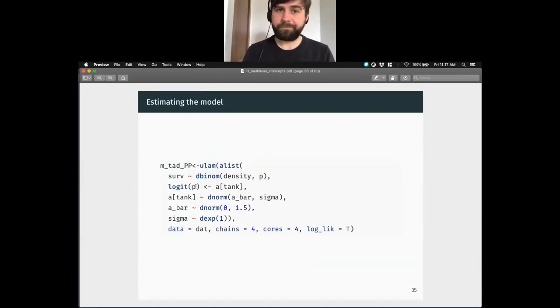Here's how we estimate it. And it doesn't look that different from what we've been doing, right? This is identical to the last specification: survival, binomial, density P, logit P is alpha tank. The difference here is we're going to sub in A bar and sigma. And we're going to put our prior for the distribution of intercepts. Where is the distribution of intercepts centered? Well, I don't really know. Put it wherever the data says it should go, right? That's a vague prior. Same thing for sigma. How different are the intercepts from each other? How different are tanks from each other? I don't really know. An exponential 1 allows for a lot of space on the logit scale. Those are vague priors.